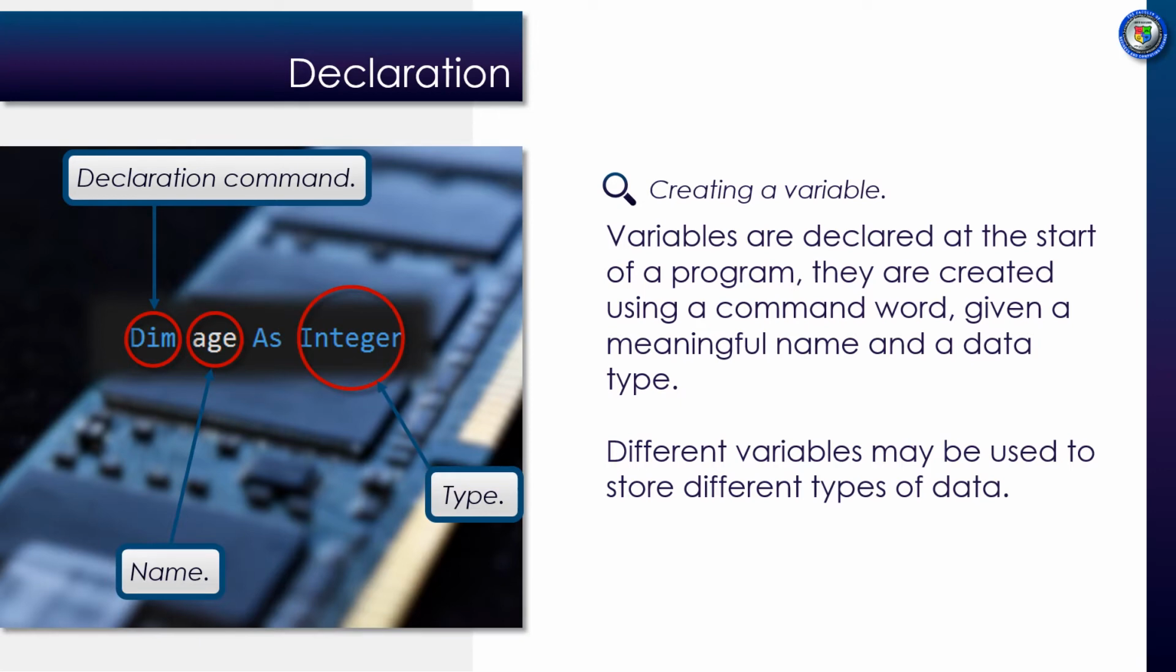We also must tell the computer which type of data will be stored inside this variable. In this case, we have declared the variable age as an integer. It is a whole number. Different variables may be declared or used to store different types of data and various pieces of information that we require throughout the program.